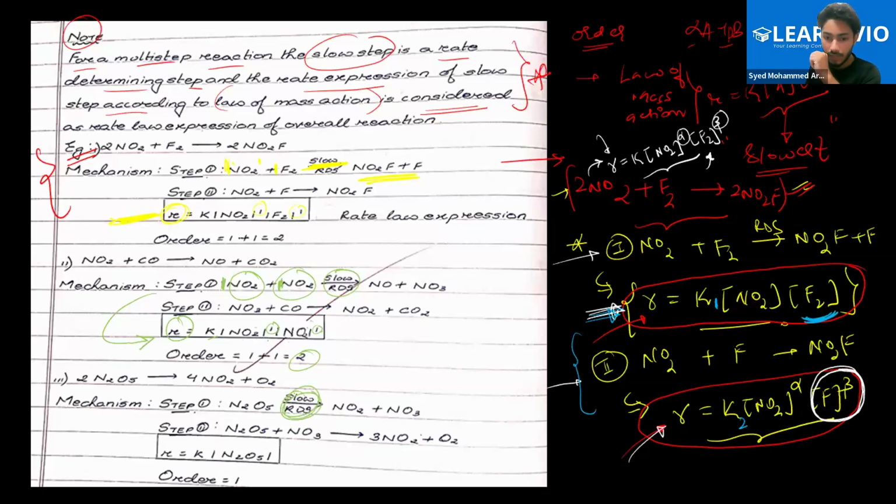Now here again, the slowest step is this. The coefficient is 1, so the order is 1. Understood? This is how we need to write the order of the slowest step. Now the next thing we need to deal with is some simplifications, so that we end up getting this answer, the main rate law expression. Understood?